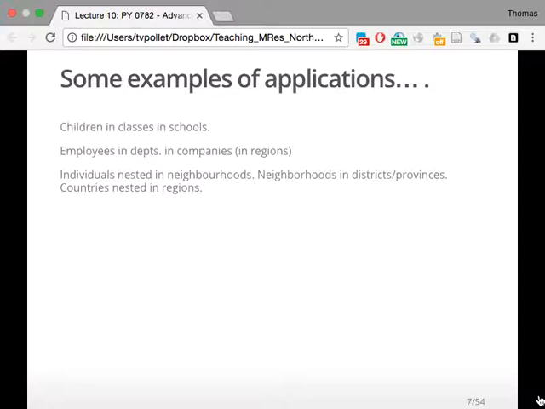So in many health applications, we're interested in trying to understand if there's neighborhood level effects. Those neighborhoods in turn are nested in provinces or districts or some larger units. And then you move a level up, you have countries, and countries are nested in regions. So you have lots of nesting that could be going on.